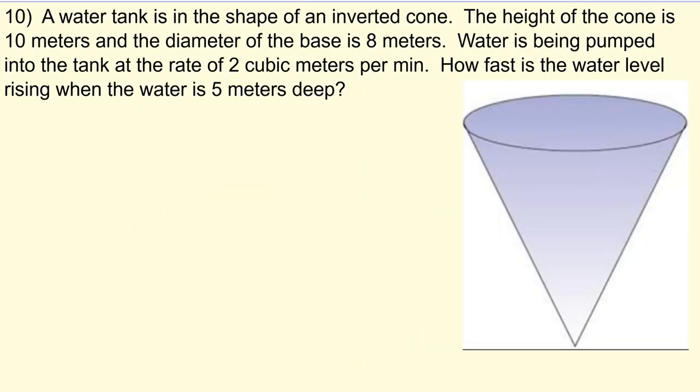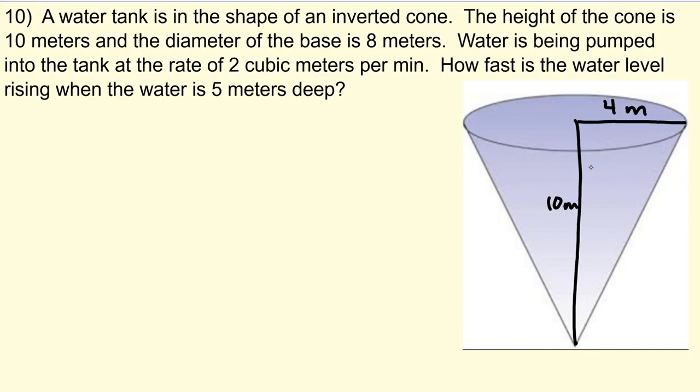Here is a classic. You have a conical tank. A water tank is in the shape of an inverted cone, inverted meaning the point is at the bottom. The height of the cone is 10 meters, and the diameter of the base is 8 meters. Now usually when we're working with a cone, we want the radius instead of the diameter, so I'm just going to take that diameter, cut it in half. The radius is 4 meters. The height, pretend that was straight, is 10 meters.